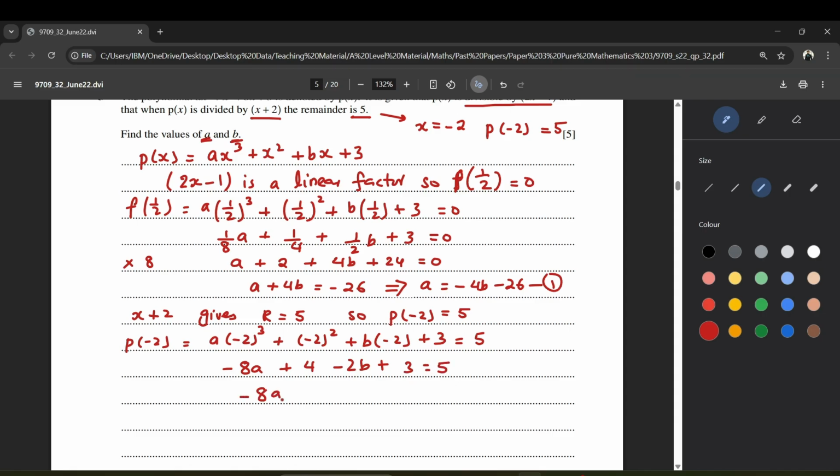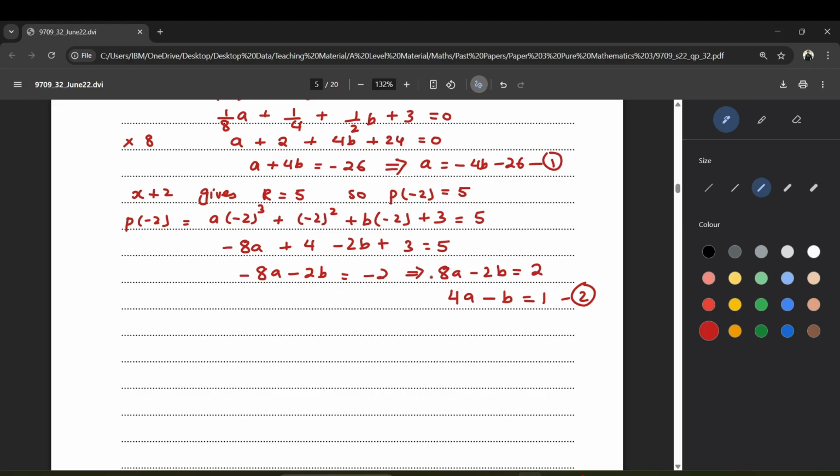So we have minus 8a minus 2b. 4 plus 3 is 7. When 7 goes to the other side, that becomes minus 2. So we can rearrange this and say 8a plus 2b equals 2. You can further make it a bit simpler. Divide both sides by 2. So this becomes 4a minus b equals 1. That is my second equation.